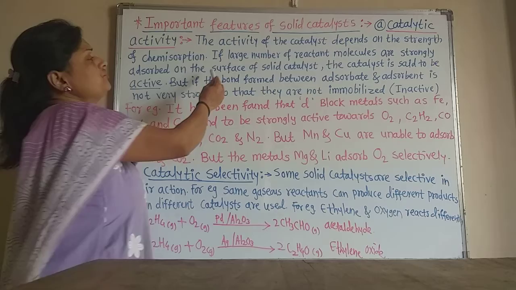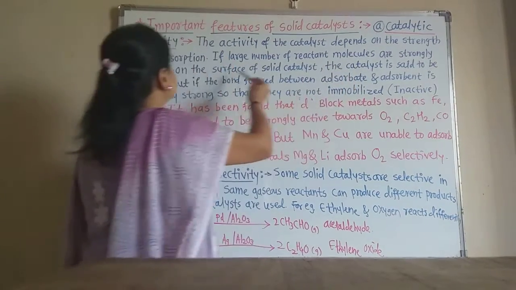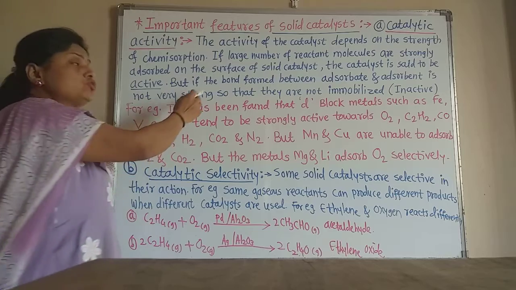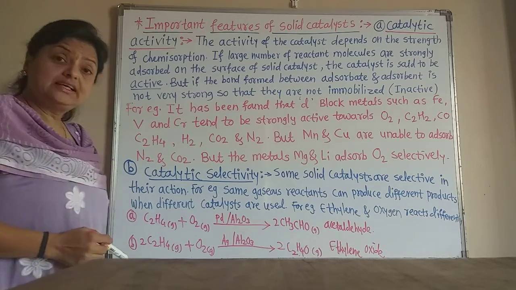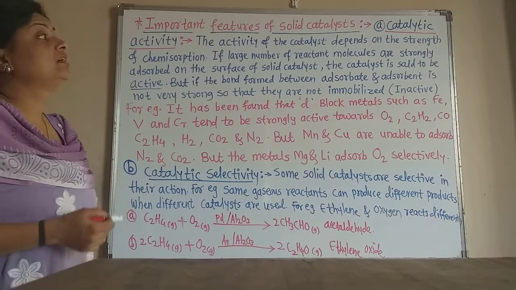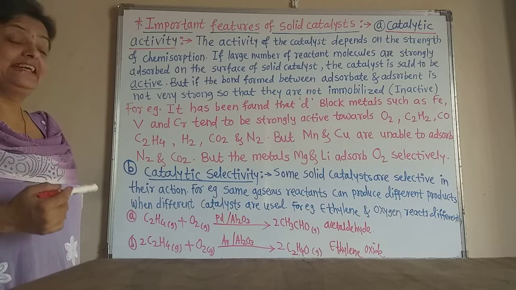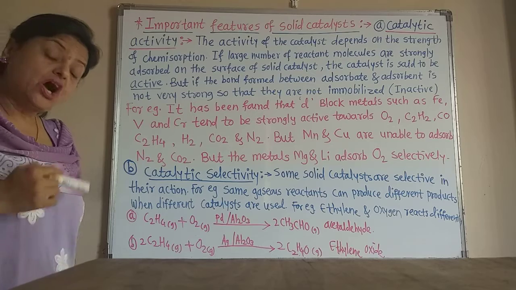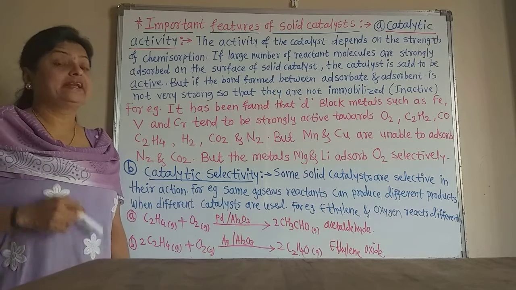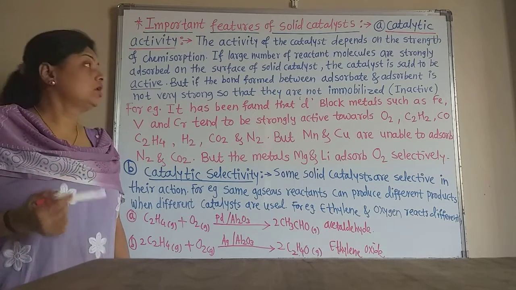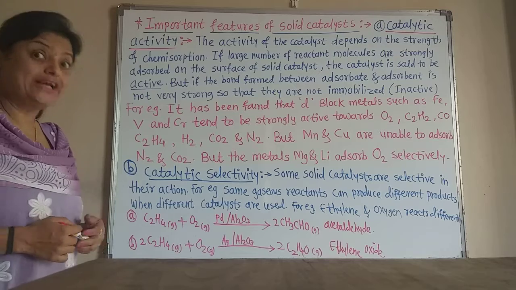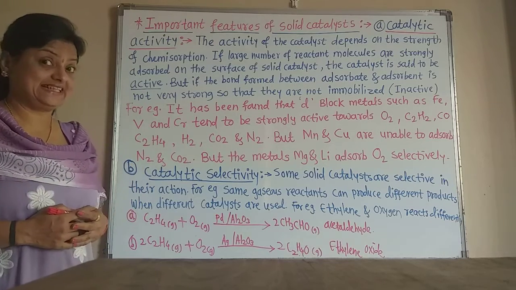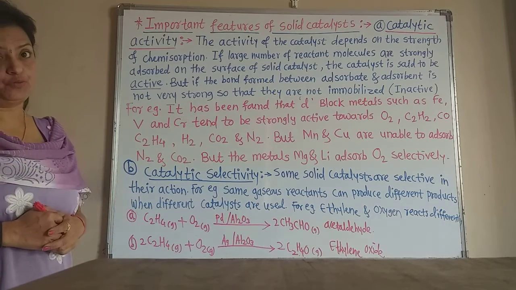If a large number of the reactant molecules are strongly adsorbed on the surface of the solid catalyst, then we can say that the catalyst is active. If a large number of reactant molecules form a strong bond or strongly adsorb on the surface of the catalyst, then the catalyst is active.